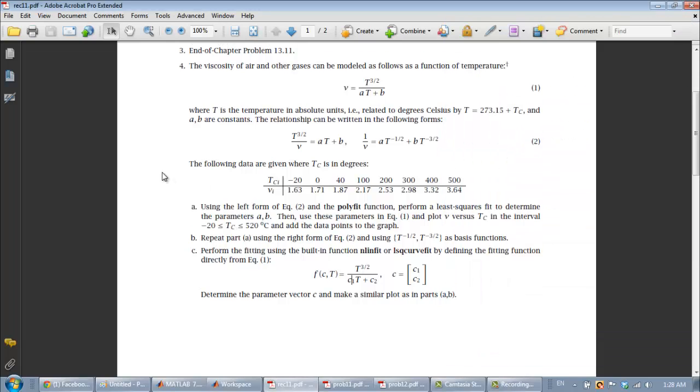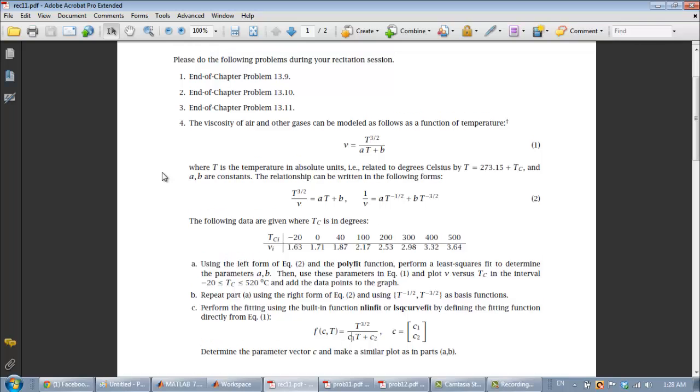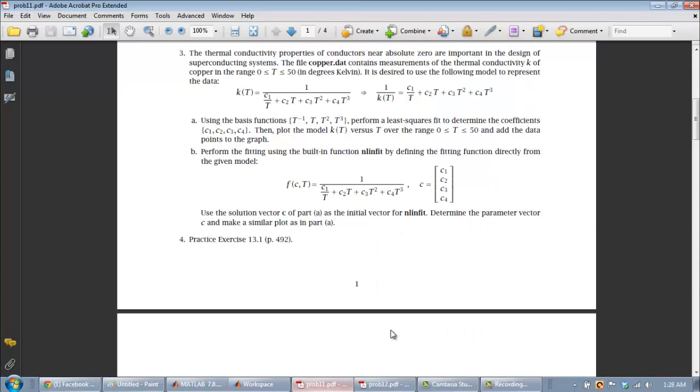Okay. So I'm just going to keep throwing more and more examples of this curve fitting at you until you finally understand what's happening. So let's look at another recitation. So this one is pretty much the same jazz. You can do some flavor tests. We're going to have to use this file. I should already have it. And we're going to first do it with basis functions, and then we're going to do it with nlinfit.